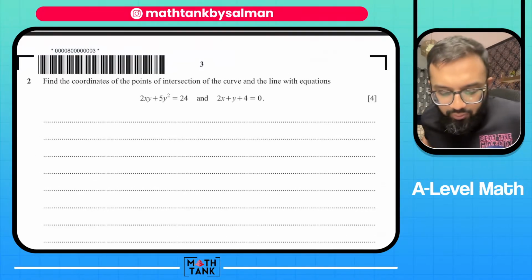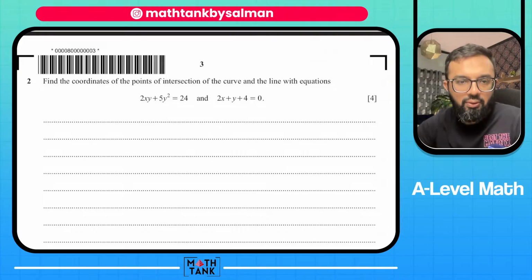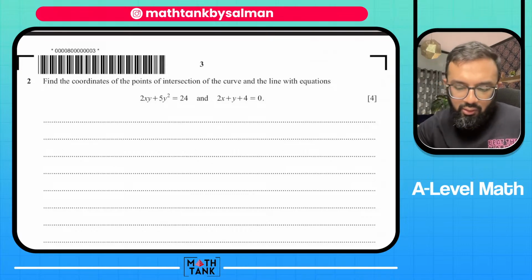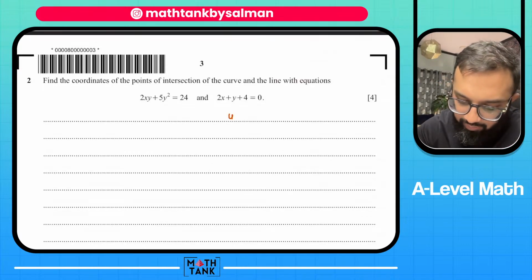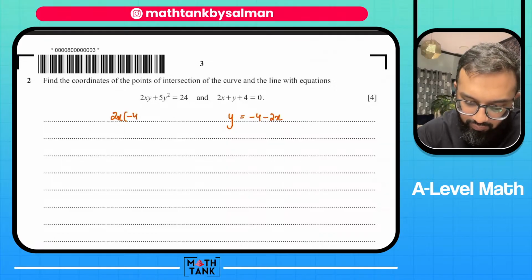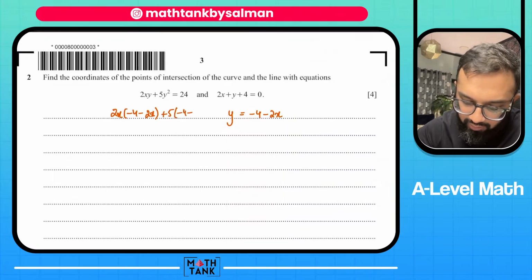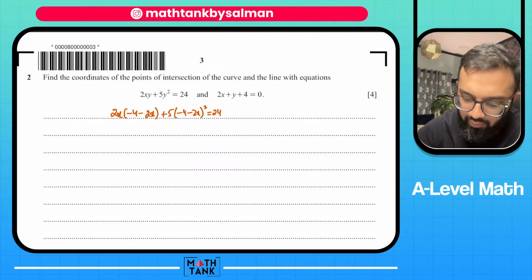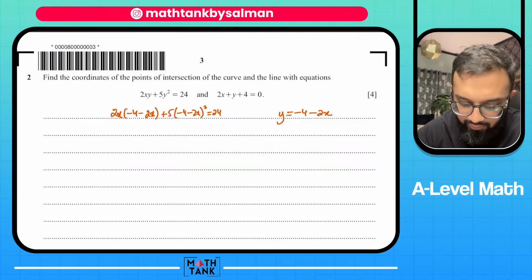Then it says find the coordinates of the point of intersection of the line with this equation. Okay, so this is just simultaneous equations. I can say that y can be written as -4 minus 2x. So 2x minus 4 minus 2x plus 5 minus 4 minus 2x whole square equals 24. I think substitution for x would have made it easier, but I've done it already, so I'll just stick to that.